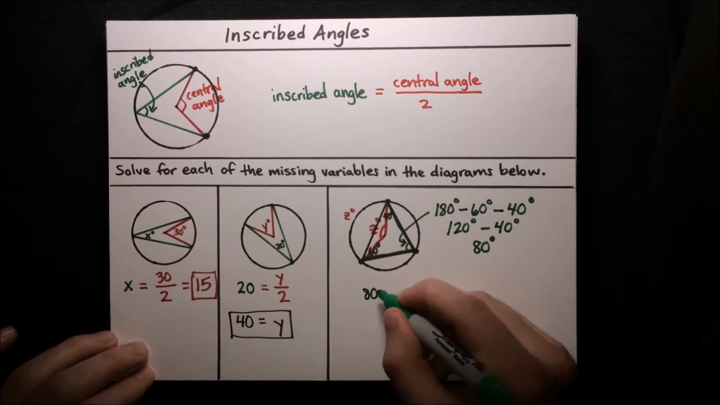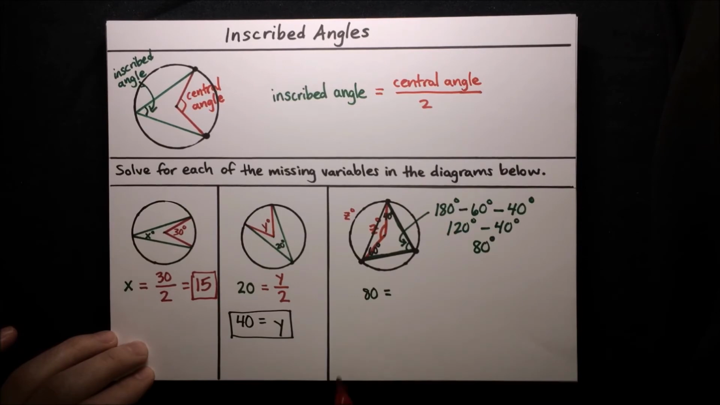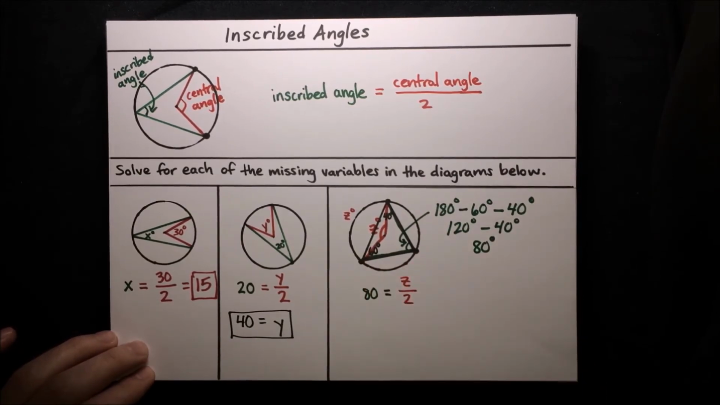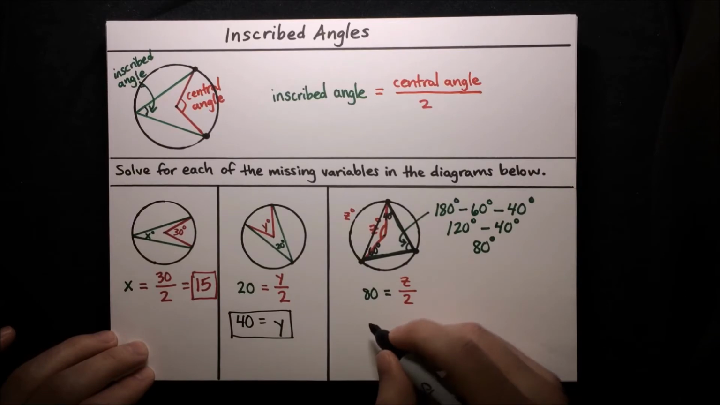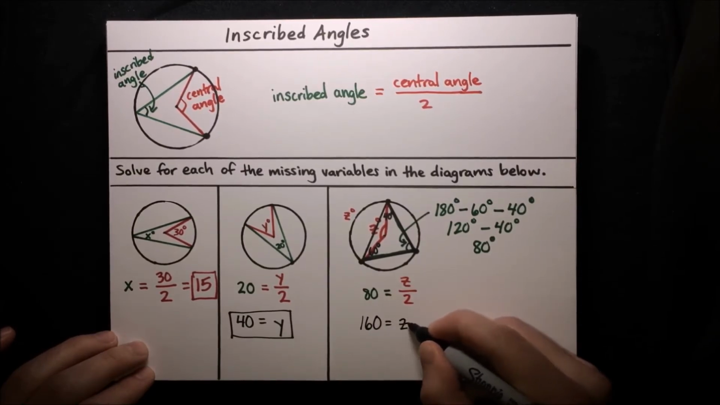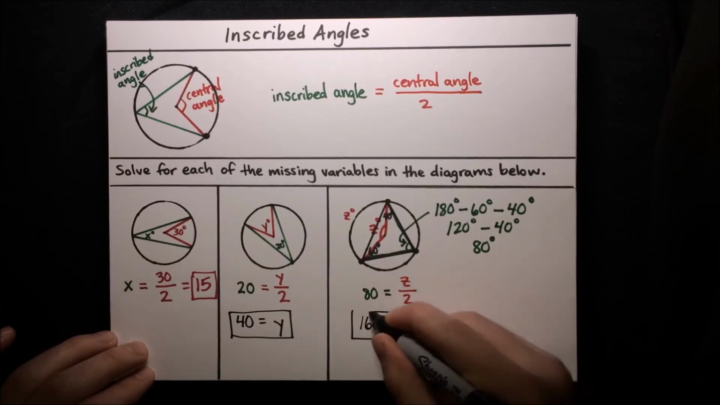So 80 is equal to the central angle, which is z, over 2. And we can solve that by just multiplying both sides by 2 like we did in the previous example. So multiply both sides by 2, 80 times 2 is 160. So 160 is what z is equal to.